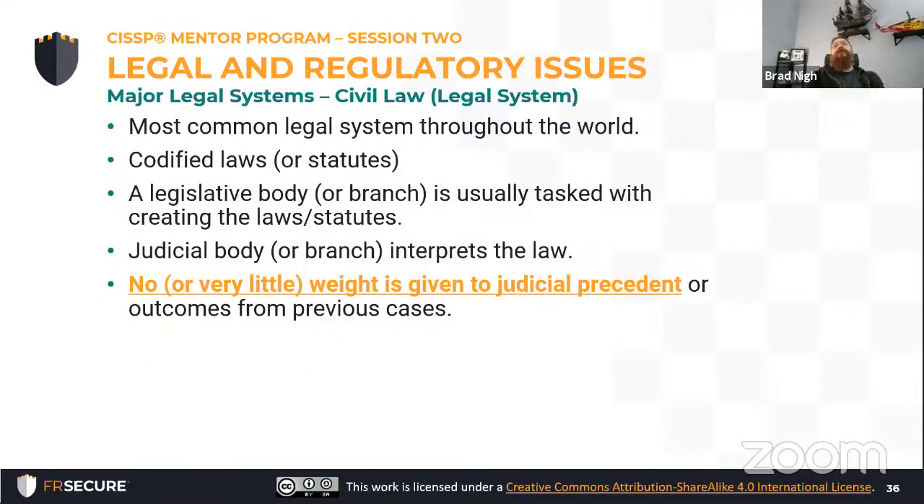So the civil law legal system, and again, you will need to know all this. Most common, codified with laws, right? Legislative branch creating laws and statutes. The judicial branch interprets it. No or very little weight is given to judicial precedent or outcomes.